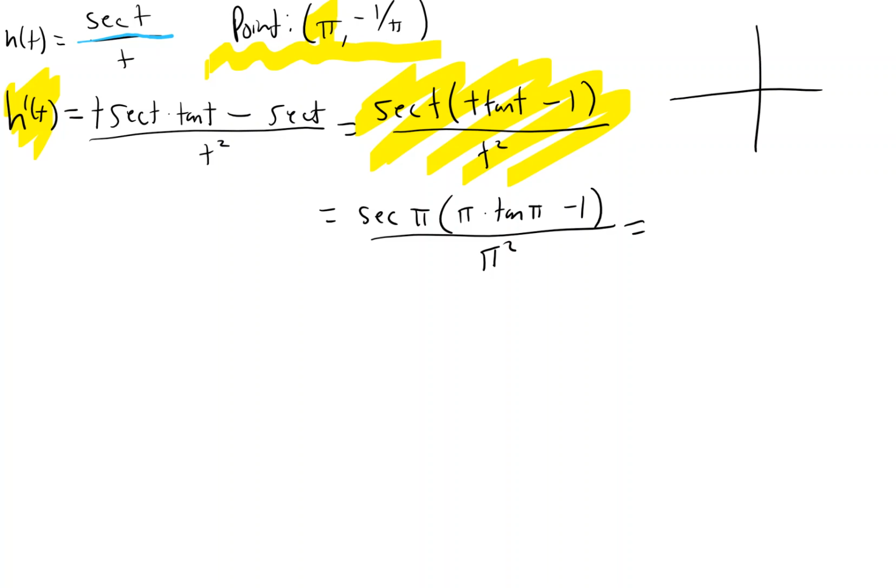Okay, so I've got to evaluate a couple different trig functions at pi. So at least mentally in my head, I'm thinking of the unit circle. And at pi, cosine is -1 and sine is 0. So secant then would be the reciprocal of -1, which is still -1. The tangent would be the sine divided by the cosine, which would be 0.